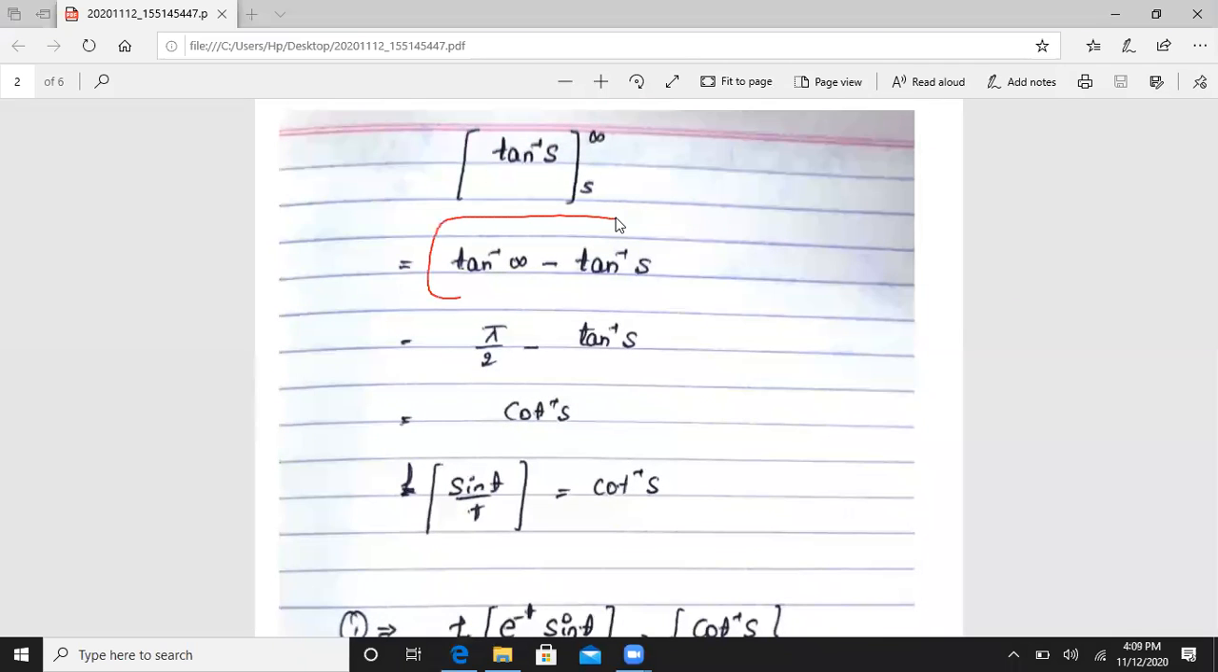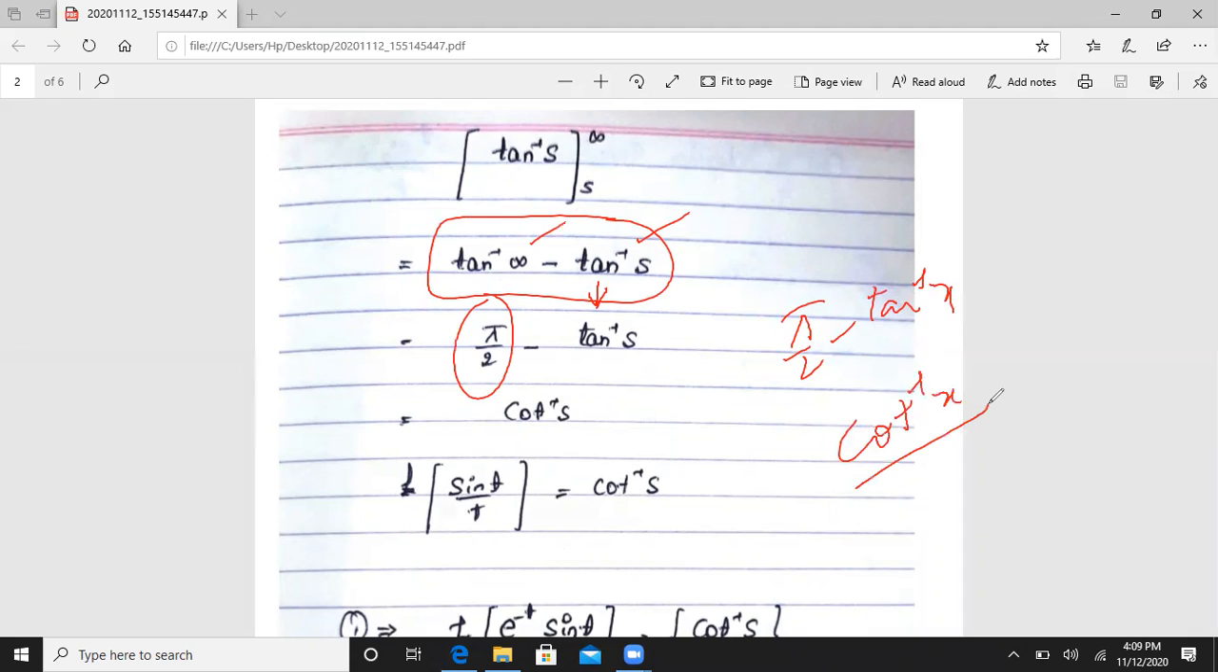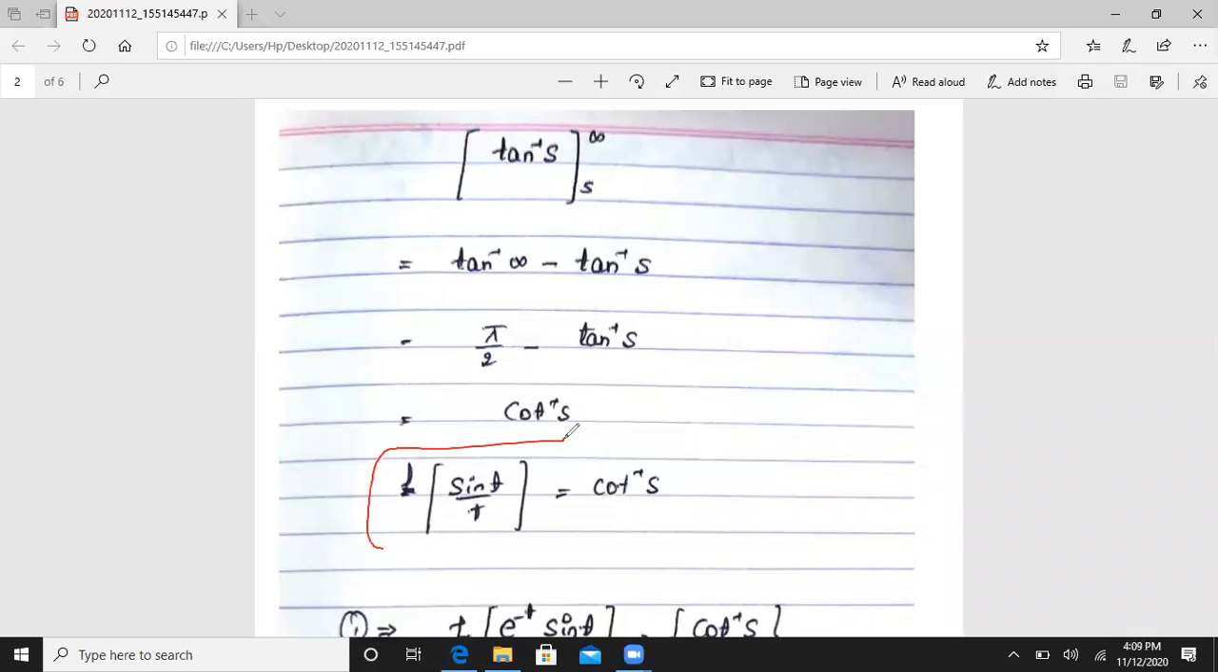So here, tan inverse of infinity minus tan inverse of s, this is your upper limit minus lower limit. Tan inverse of infinity will give pi by 2, and the remaining stays as it is, that is minus tan inverse of s. And pi by 2 minus tan inverse of x is equal to cot inverse of x. So here we have pi by 2 minus tan inverse of s, so it becomes cot inverse of s. This one we will write here: the Laplace transformation of sin t by t is equal to cot inverse of s.